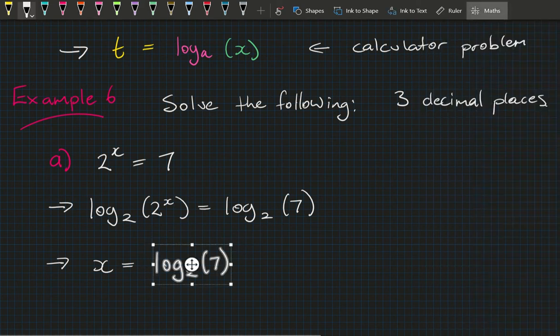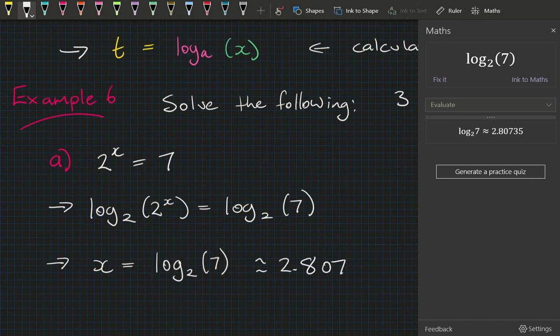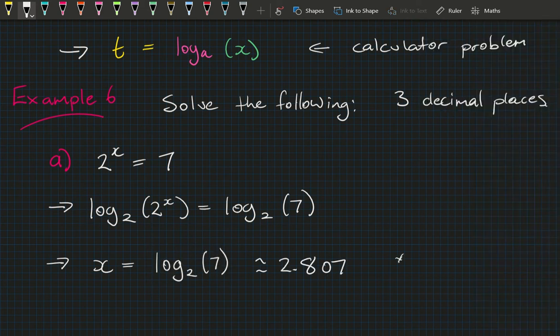Goodness me, I'm going to have to do that again. And now it works, I don't understand. All right, let's evaluate. To 3 decimal places, we get 2.807. That kind of makes sense because 2 to the 3 is 8, and that's getting very close to 8.